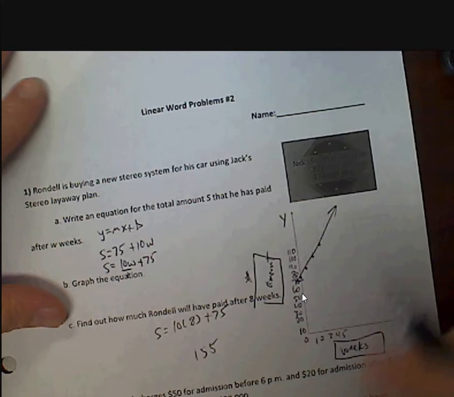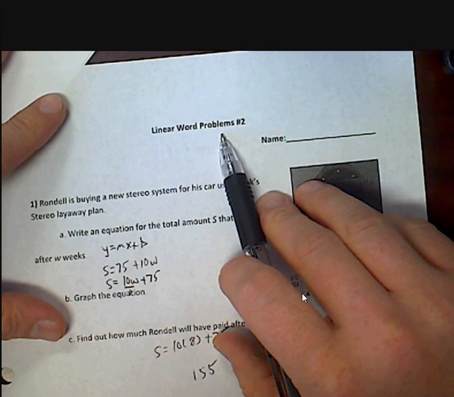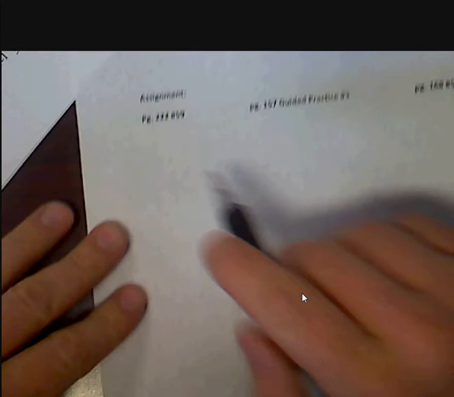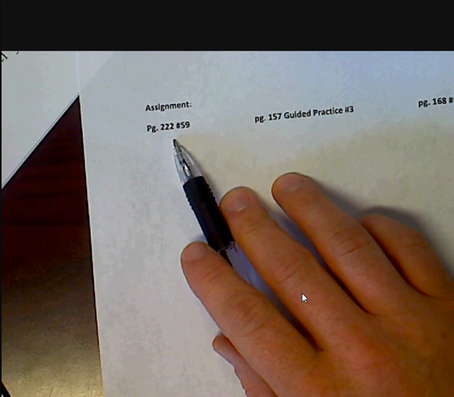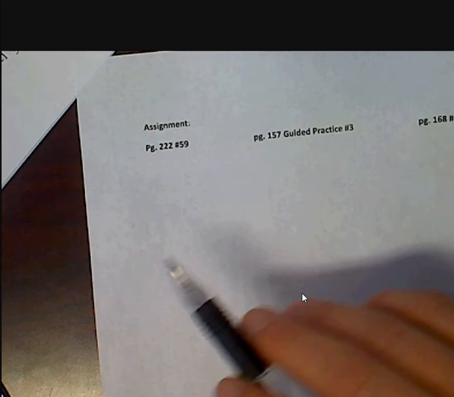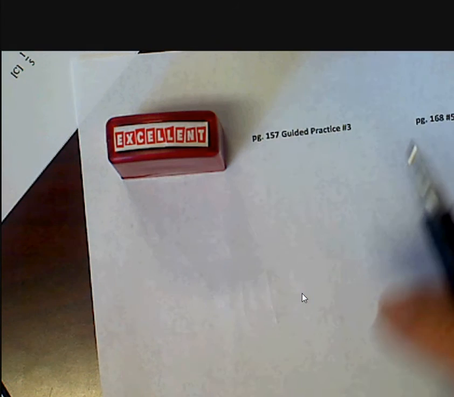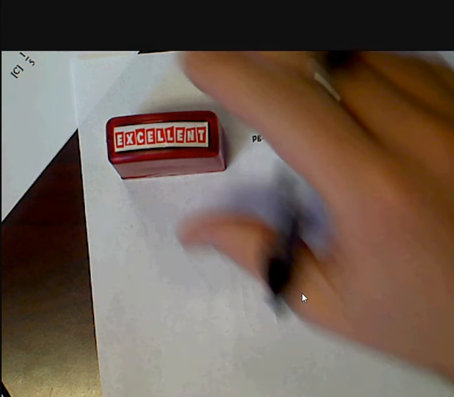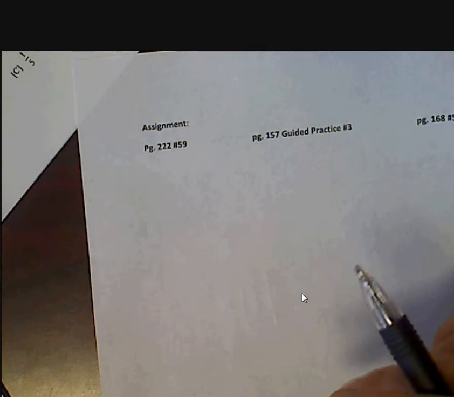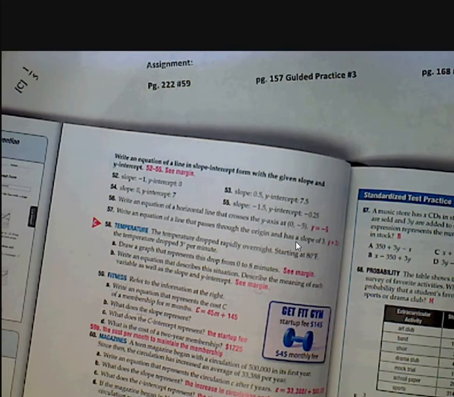Okay, we are on linear word problems number 2, page 222, number 59. Obviously, go ahead and pause the video and try. So go ahead. It says refer to the information at the right.